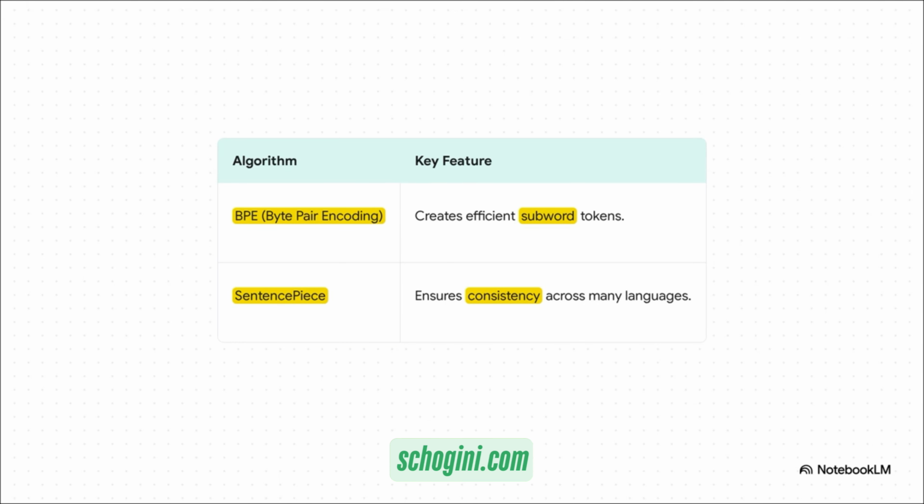Now, this chopping process isn't random. It's really smart. It's run by clever algorithms. Two of the big ones you'll hear about are BPE, or byte pair encoding, which is amazing at finding those common subword pieces. And then there's SentencePiece, which is fantastic because it helps the AI handle lots of different languages all in the same way.